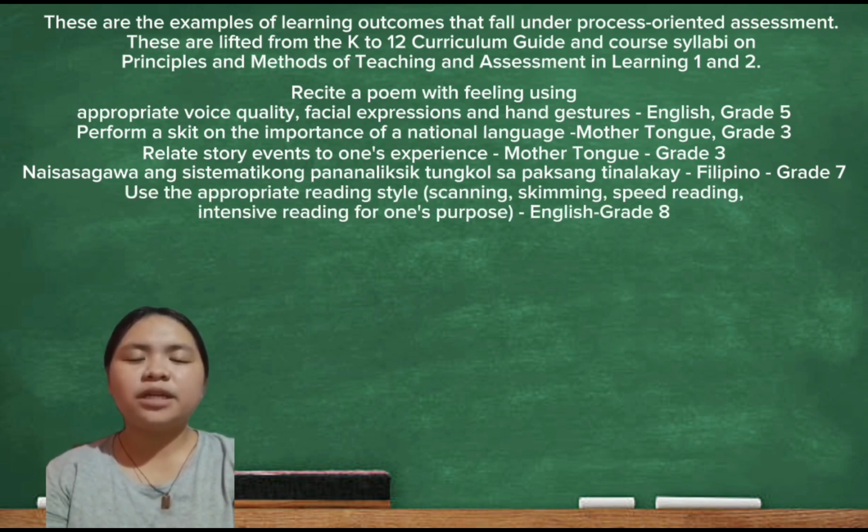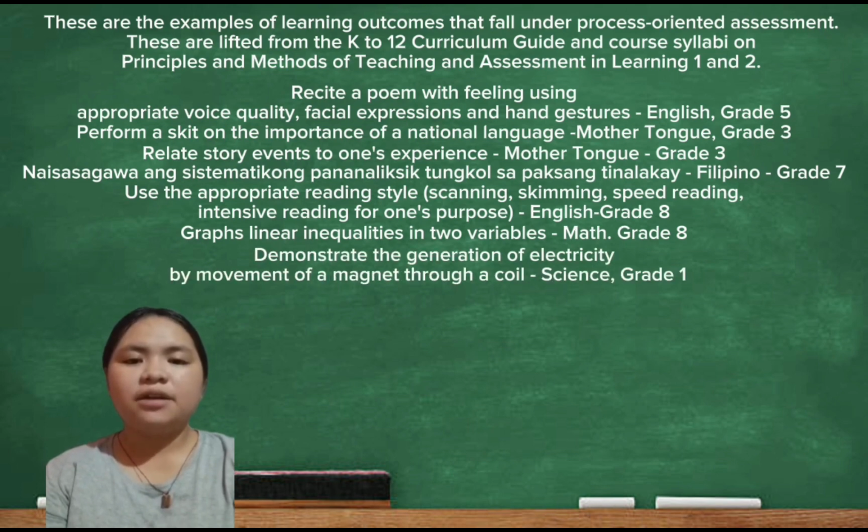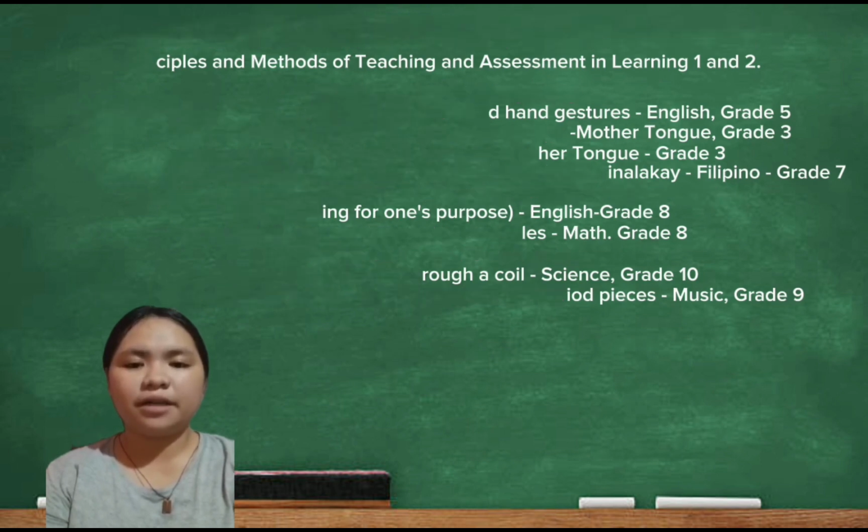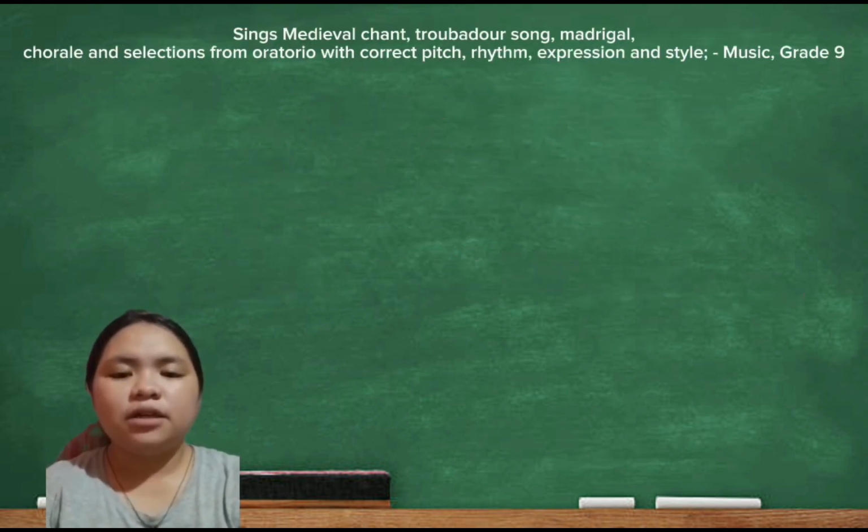Use the appropriate reading style: scanning, skimming, speed reading, intensive reading for one's purpose. English, grade 8. Graphs linear inequalities in two variables. Math, grade 8. Demonstrate the generation of electricity by movement of a magnet through a coil. Science, grade 10. Sings themes or melodic fragments of given classical period pieces. Music, grade 9. Sings medieval chant, troubadour song, madrigal, choral and selections from oratorio with correct pitch, rhythm, expression, and style. Music, grade 9.